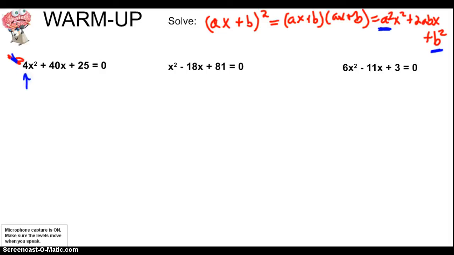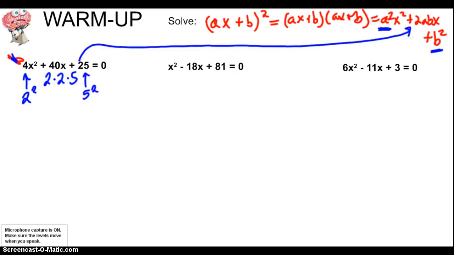4 is a square number, it's 2 squared. 25 is a square number, it's 5 squared. And 40 is 2 times 2 times 5, just like this, 2 times a times b. Which means that we can factor this into, what would that be? It would be 2x plus 5 squared equals 0. We're factoring it just like we see right up there.